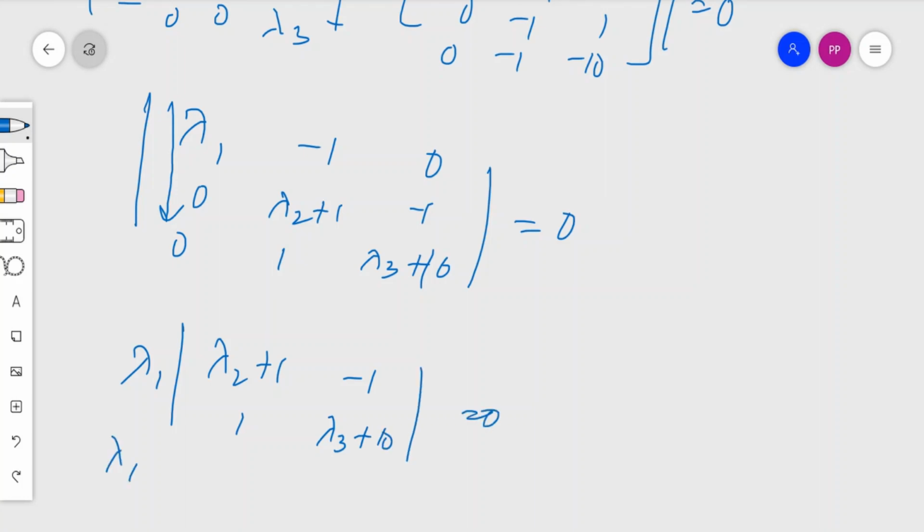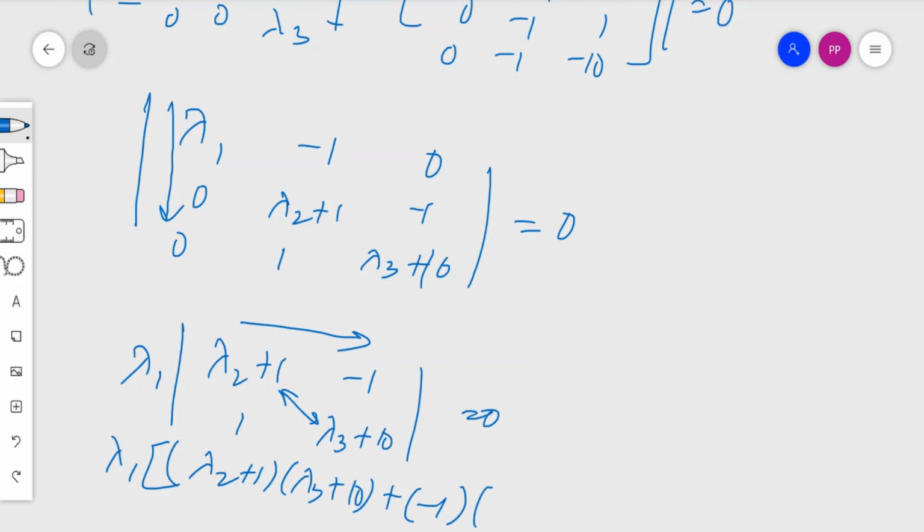So we just follow the concept of multiplying along this row with the cofactors. So this will give us lambda plus 1 and lambda plus 10. Then minus 1 power 1 plus 1 will be plus 1, so there are no issues. And here, minus 1 power first row, second column is 3, so this is minus 1. And then I have this to multiply it, here it will be minus 1. So this is equal to 0.